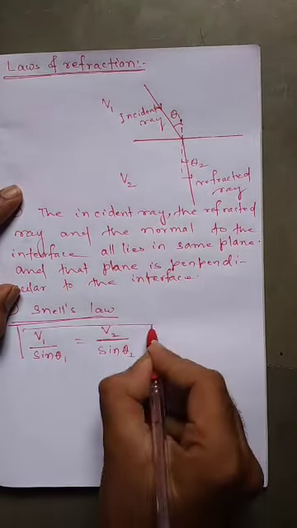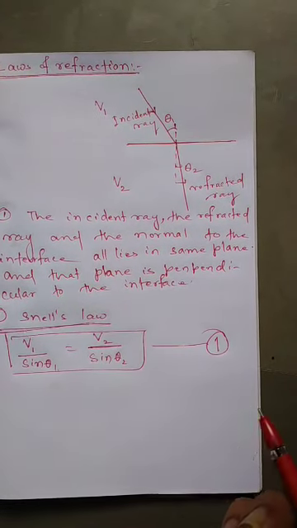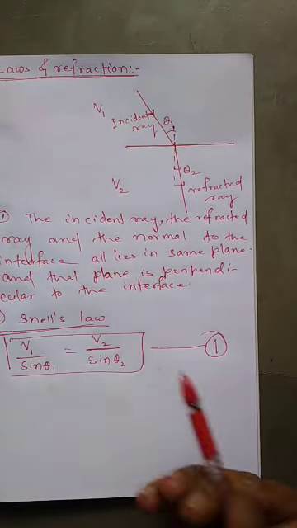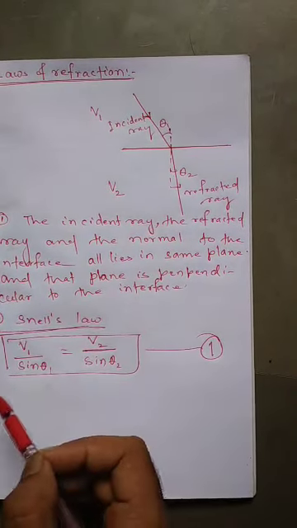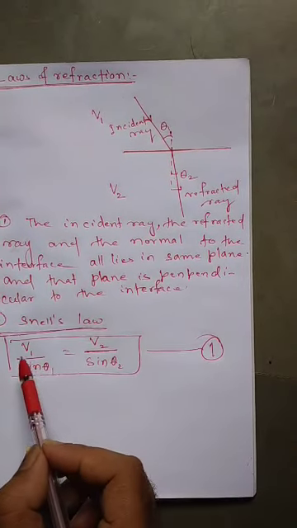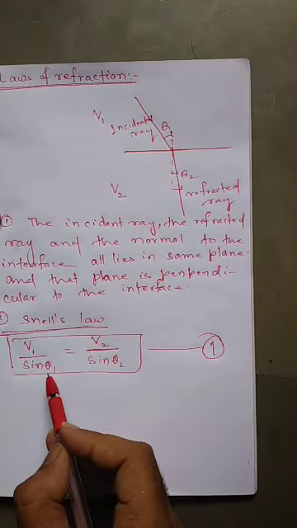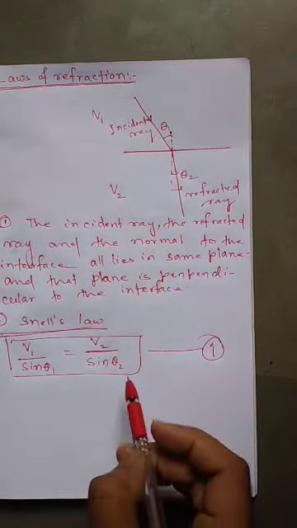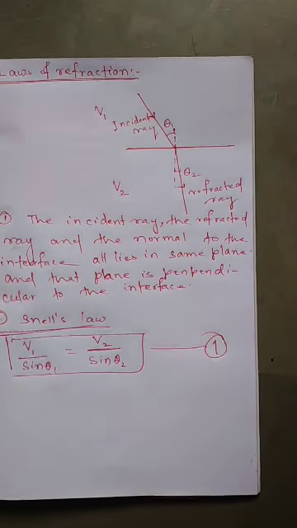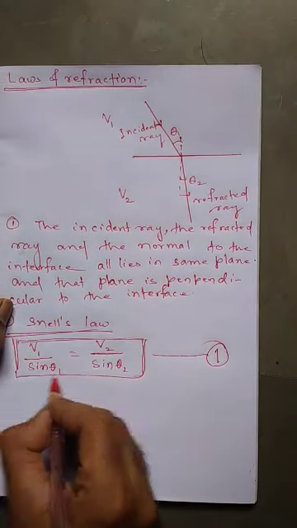This is the first form of Snell's law. Here there are four variables, that is v1, v2, theta 1, theta 2. If I know three variables, then I can calculate the fourth variable. If I know the velocity of light in medium 1, the velocity of light in medium 2 and theta 1, that is the angle of incidence, then I can easily calculate the angle of refraction from this equation.